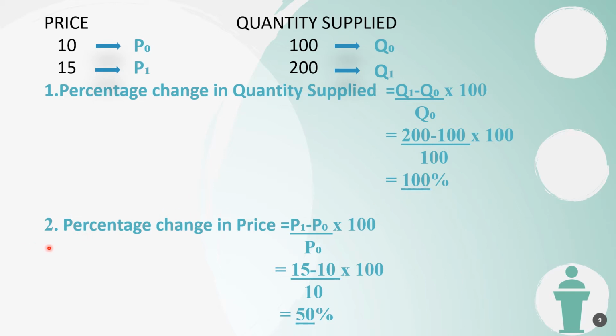The second step, percentage change in price. P1 minus P0 upon P0 into 100. P1, which is a new price, is 15. So that's substituted. The original price is given, divided by the original price multiplied by 100. So we get 5 upon 10 multiplied by 100. So the zeros cancel and we get 5 into 10, which is 50. So the percentage change in price is 50%. Let us continue.